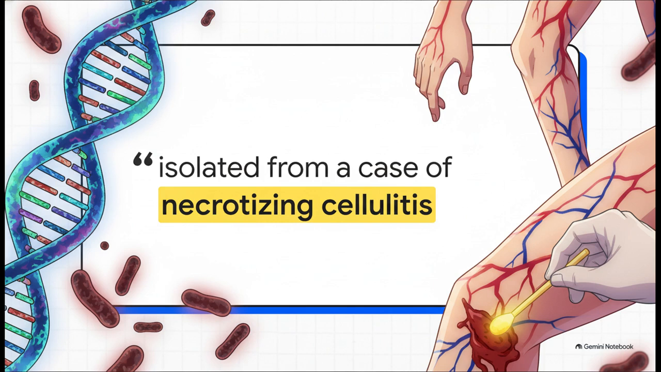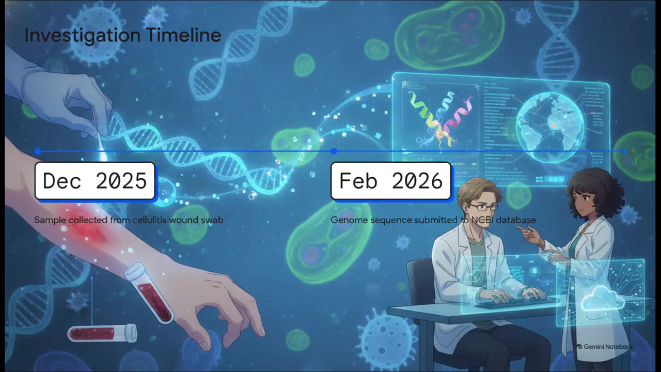Okay, let's dive into this. The data we're analyzing today doesn't come from some pristine theoretical lab experiment. No, this comes from a visceral, real-world human crisis. The source metadata tells a pretty stark story. The isolation source is listed as a cellulitis wound swab. Specifically, this sample was taken from a human patient who is actively suffering from necrotizing cellulitis. That is a severe, rapidly progressing, and literally tissue-destroying infection. So what we're looking at today is the actual decoded genetic blueprint of the organism that was causing this devastating damage.